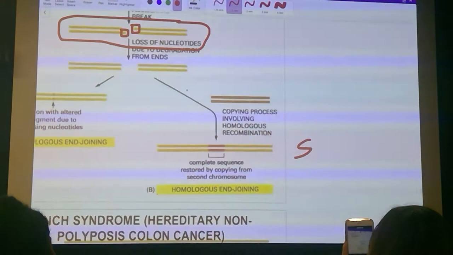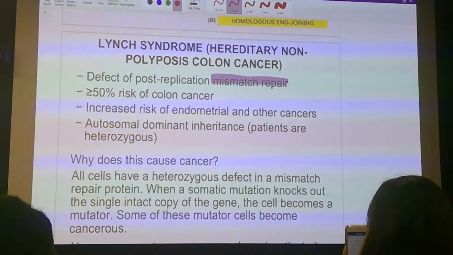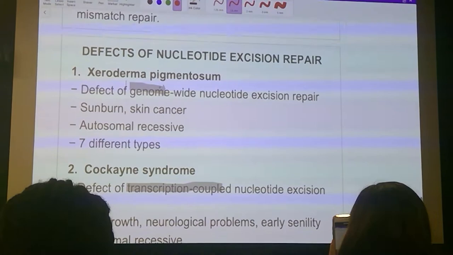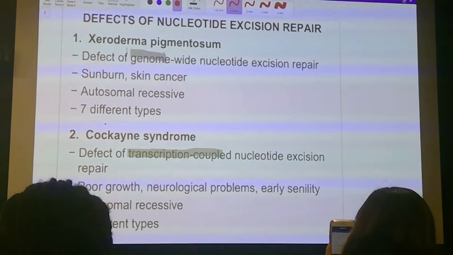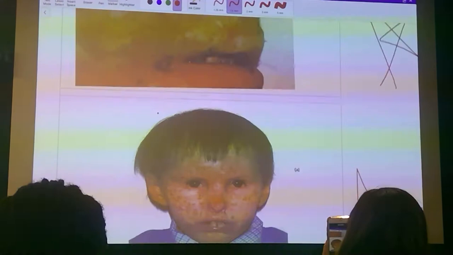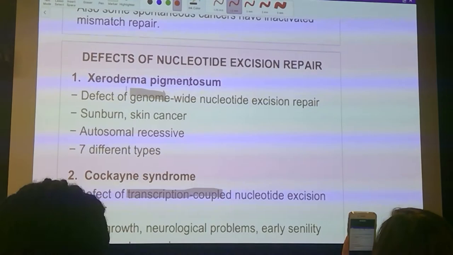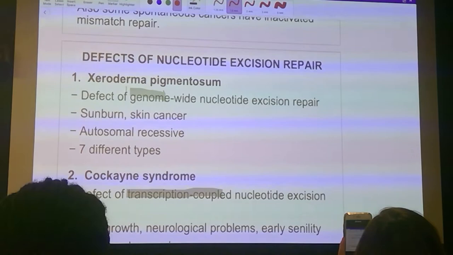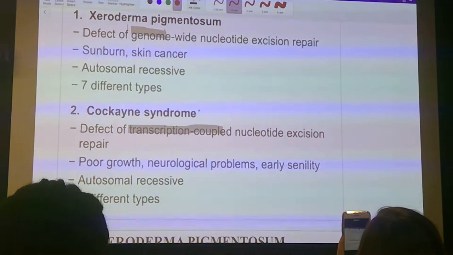Okay, and then Lynch syndrome, this one's mismatch repair. Xeroderma pigmentosum, genome wide, is nucleotide excision repair. Cockayne, transcription coupled. Again, you have these pictures. By the way, you're never going to see this again, so this is why you have to know them. They're not going to teach you this, but you're expected to know this for your study. So, xeroderma pigmentosum, genome wide, nucleotide excision repair; Cockayne, transcription coupled, nucleotide excision repair. This is what they look like.